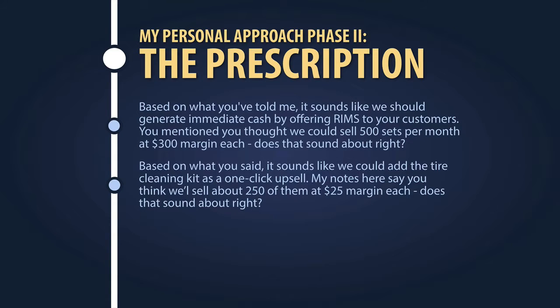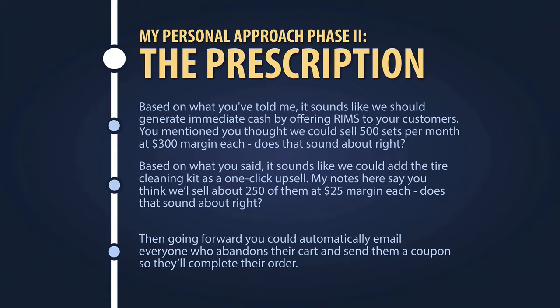And then I'll just keep doing that with three or four things. I'll say, going forward, you could automatically email everyone who abandons their carts and send them a coupon so they'll complete their order. Like, yeah, exactly, right? So I just prescribe everything back that he told me, but I really give him a concrete example of what that means to him. I clearly said, okay, this is a $150,000 increase based on what you told me. This is a $6,250 monthly increase based on what you told me. So he told me the value already. I'm just reiterating that. So the next part is closing.